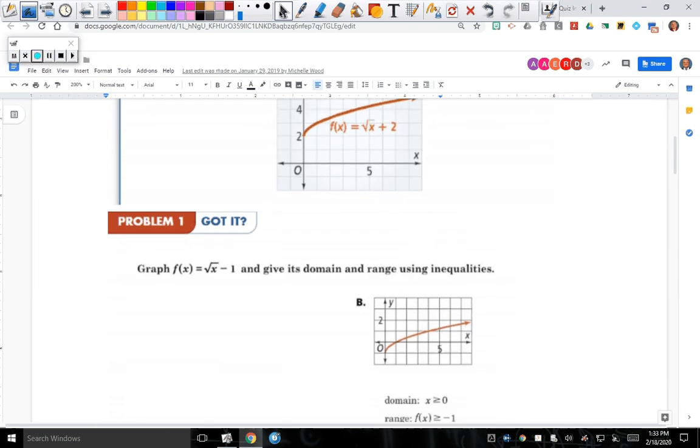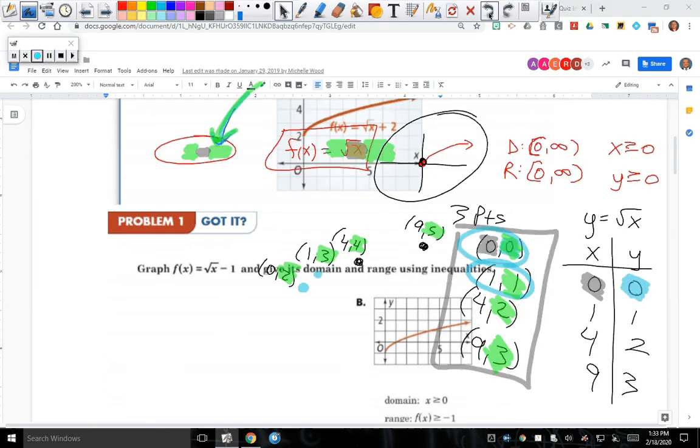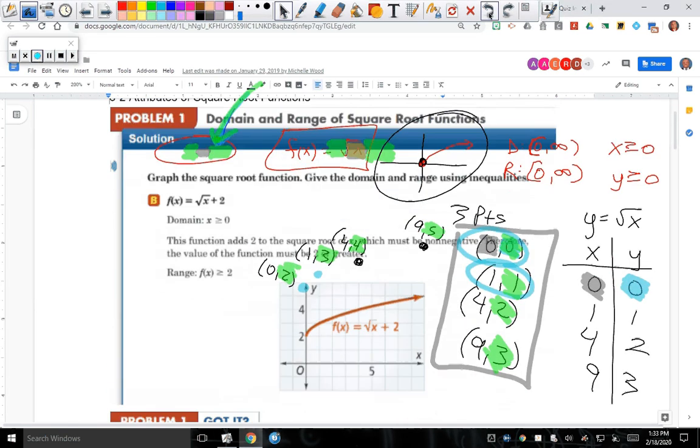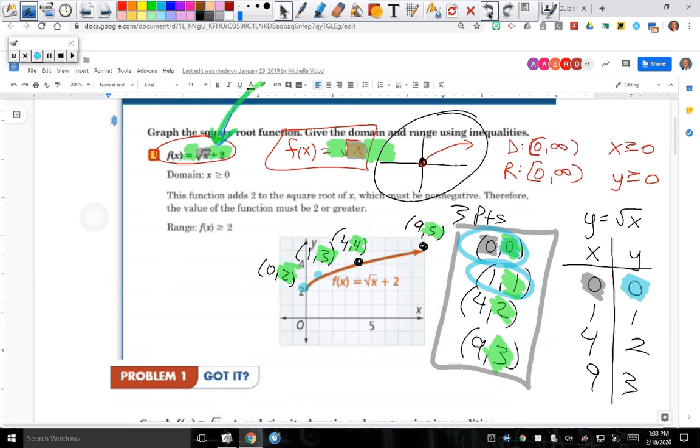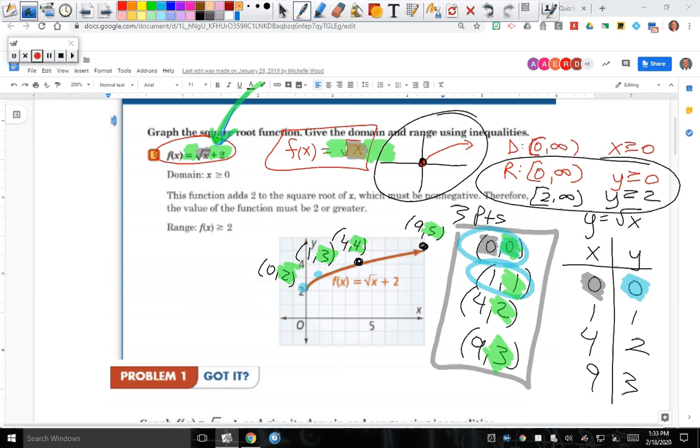Oh, before I go, did the domain change? Did the domain change? Nope. Did the range change? The range did change. The new range became what? Y is greater than or equal to 2. Otherwise, from 2 to infinity. Again, because this one was vertical with y values, that's the only thing that changed as far as domain and range. Questions?